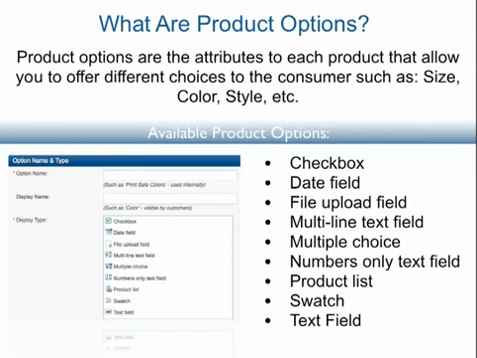Your first question is most likely, what are product options? Product options are the attributes to each product that allow you to offer different choices to the consumer, such as size, color, style, and so forth. Product options can be displayed in many different ways, such as checkbox, date field, a file upload, a multi-line text field, multiple choice, numbers only text field, product list, color swatch, and a normal text field.